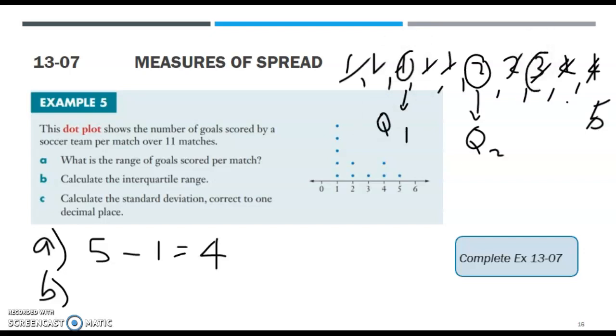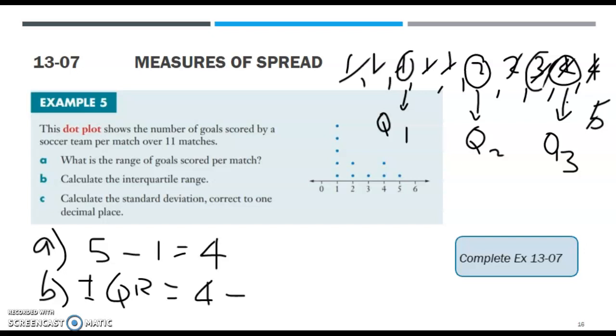And the same thing on the right is going to give us 4, would be quartile 3. And you should be able to see that there are 2 scores in between each of those quartile markers. So let's go back to calculate the interquartile range, IQR for short. Interquartile range gives us quartile 3, which is 4, take away quartile 1, which is 1. That gives us an interquartile range of 3.